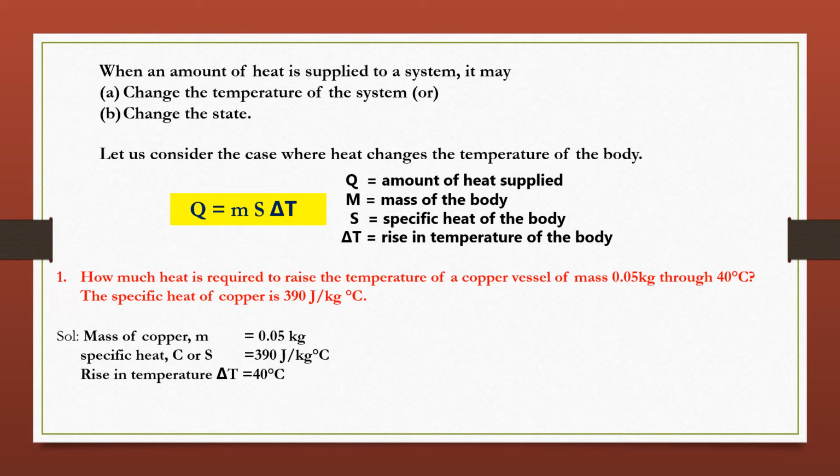So we have to find how much heat is required. We know the formula Q = mSΔT. We have all the values of mass, specific heat, and rise in temperature. So if we substitute these values in the above formula, we get 780 joules of heat required to raise the temperature of the given copper vessel.